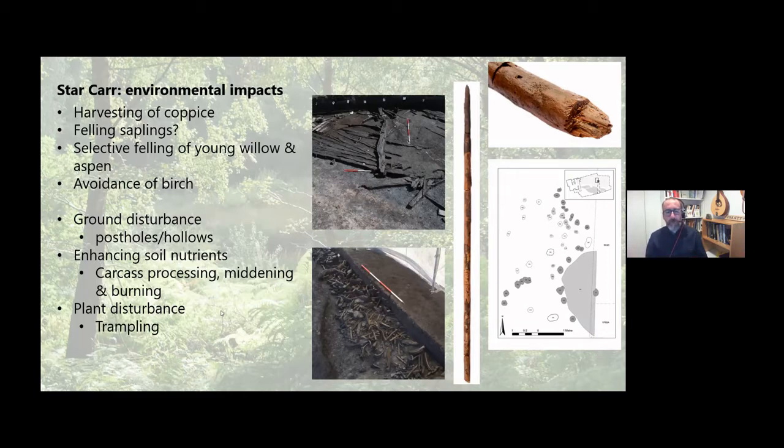They're also changing growing conditions for other plants around the sites. They're causing a lot of ground disturbance by digging post holes for houses and other structures. They sometimes dig out a shallow hollow around that to form the base of their structures as well. So they're breaking ground at the site. As I said before, they're middening waste that includes remains of animal carcasses across part of the site. Some of this they're burning, and this is going to have quite a noticeable effect on the soil nutrients that are present within those parts of the site.